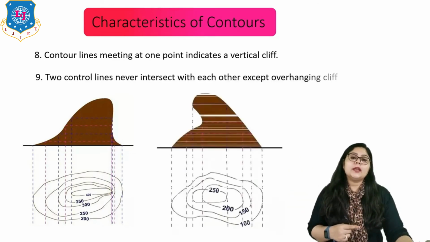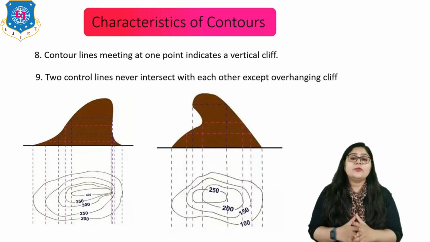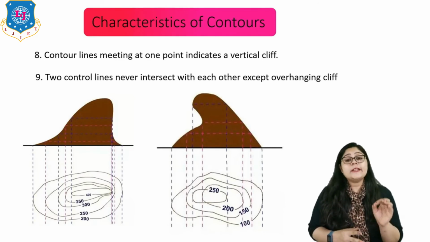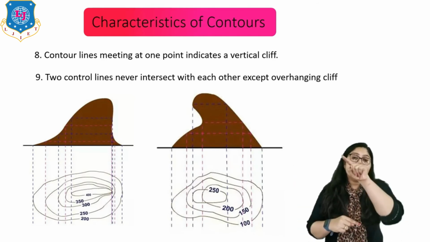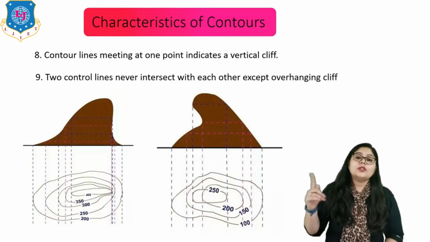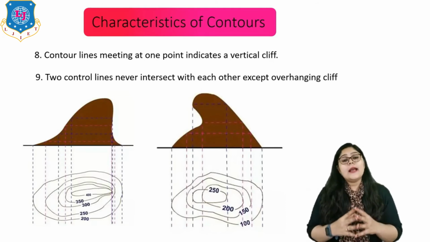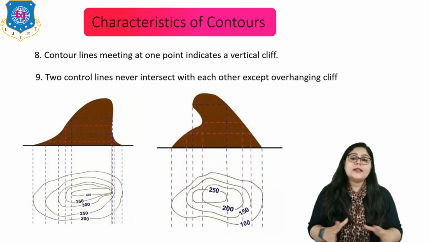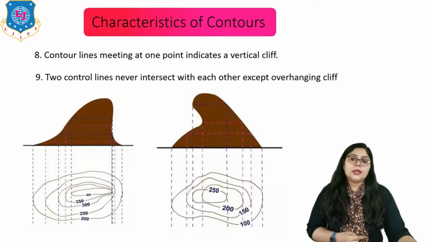Next is the overhanging cliff. It means, as I said, that two contour lines never intersect with each other except in an overhanging cliff. Specifically, in the overhanging cliff condition, here you can see on screen that curves having values which overhang each other is known as the overhanging cliff. So this kind of condition has chances where the two contour lines can intersect. Otherwise, they cannot intersect with each other, right? So that is all about the overhanging cliff.